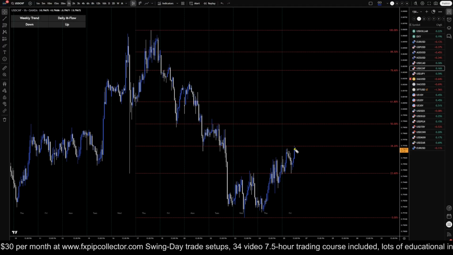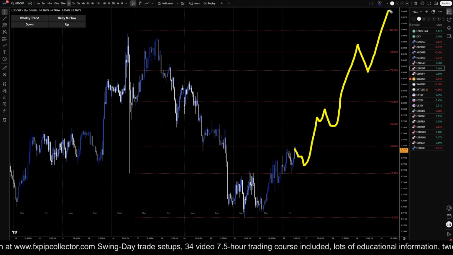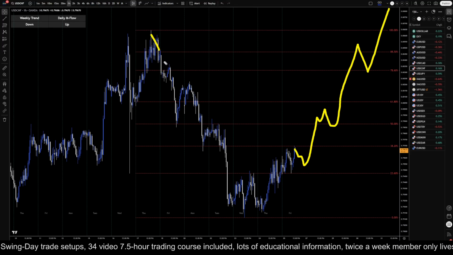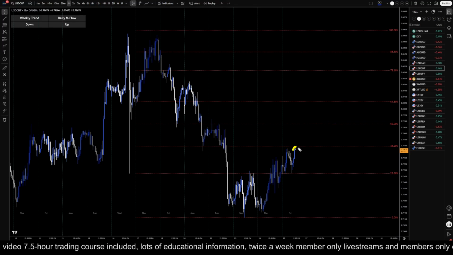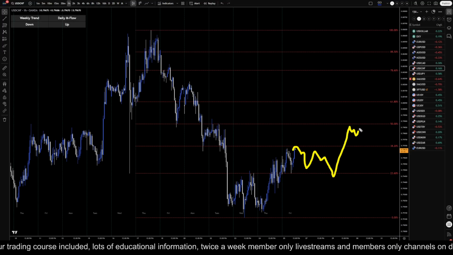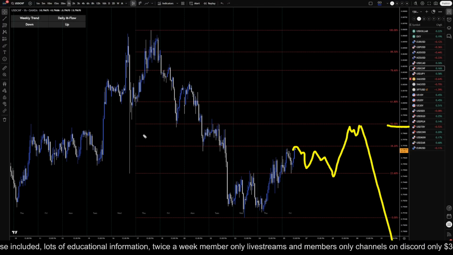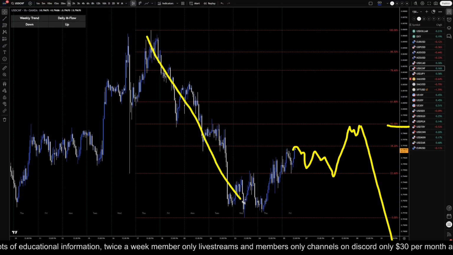But if it does something like this, it just maintains impulsive movement, making higher highs, higher lows, then we'll know that it's not a correction to this move down, and we'll just continue to look for longs. If it does a very overlapping pattern, up to a Fibonacci level and then turns back down, that's how we're going to know that it's a correction to the last wave down anyways.